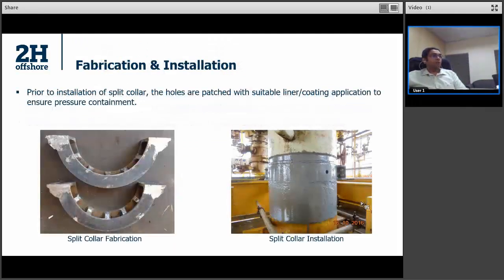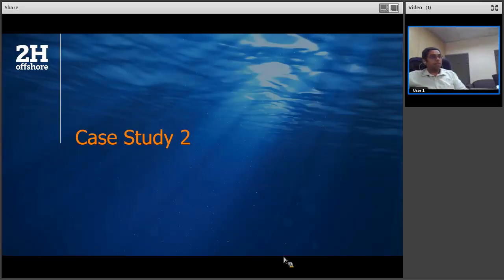Here is a picture of the split collar design being fabricated on the left. Before we installed it, we did the surface preparation of the conductors, chipped off any excess grout, applied corrosion coating to prevent further corrosion during the service life, and then deployed the split collar clamp. So this is one such case study, based on a wellhead load supported on the surface casing, where we have an environmental conductor as a barrier.